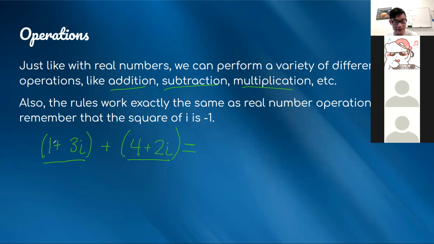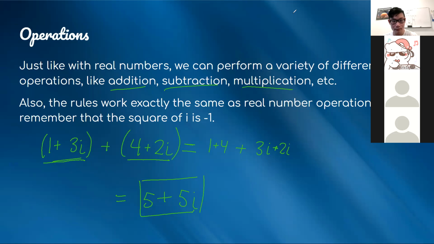So when we add these, all we have to do is add the real parts. It's just 1 plus 4. And then we add the imaginary parts, which is 3i plus 2i. Since we're not multiplying these i's, it doesn't become a negative number yet, because that only happens when we square i, right? So 1 plus 4 is 5, and 3i plus 2i is just 5i. So this plus this is just this.